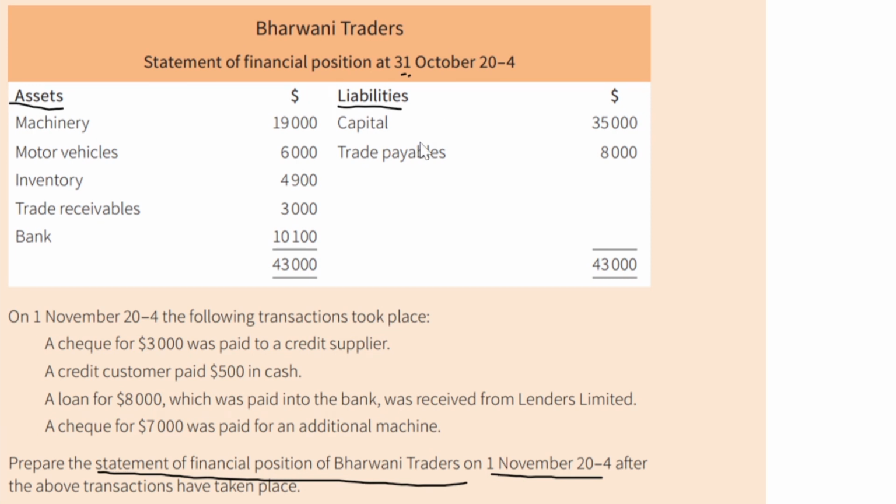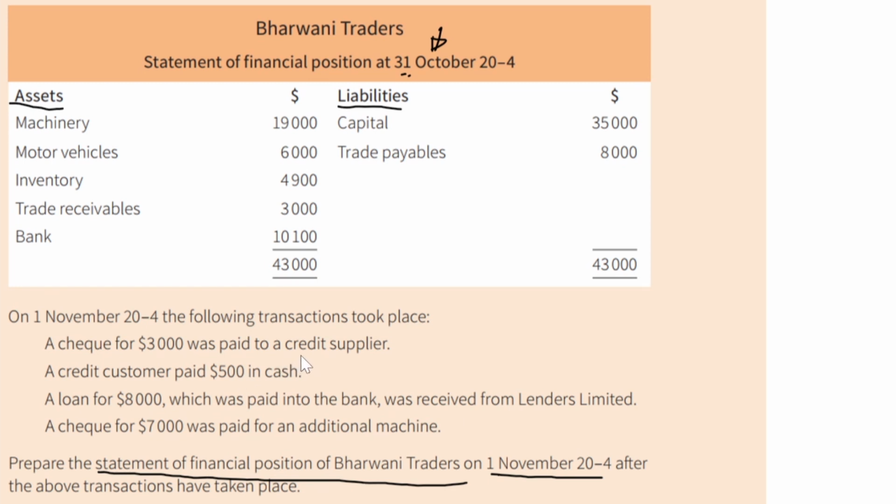Remember, a statement of financial position shows the assets, liabilities, and capital in a business at a specific point in time. The specific point in time when this statement was done was on 31st October. Now, after 31st October, some transactions took place, and after these transactions, we are going to go ahead and record. On 1st November, we're being required to prepare a new statement to show the new financial position of this entity after these transactions have taken place.